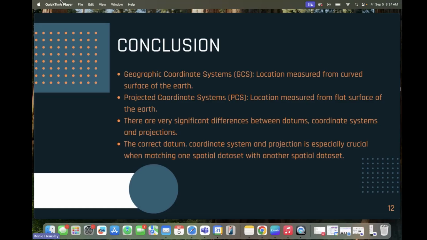The key takeaway is this: the choice of datum, coordinate system, and projection matters. They're not interchangeable. Using the wrong one can cause mismatches between data sets, leading to errors in location, distance, and analysis.